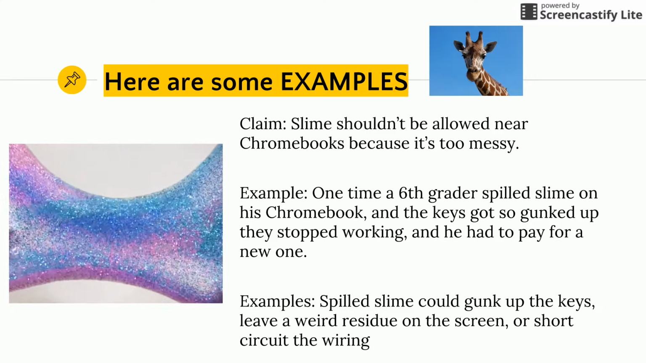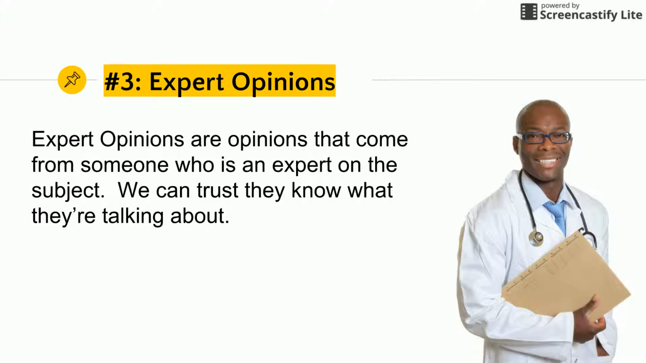Type of evidence number 3, expert opinions. Expert opinions are opinions that come from someone who is an expert on the subject. We trust that they know what they're talking about. This is one kind of evidence that's not 100% true, but we trust that it is true because we trust the person who's giving the opinion.